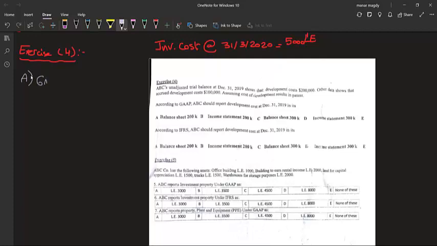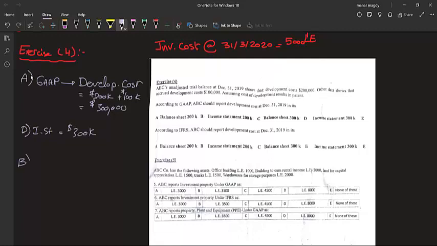Okay, under GAAP, that development cost would be equal to the summation of the 200,000 plus the 100,000, so the total would be equal to 300,000. And since there is no specific category for research and development, R&D, it will be expensed in the income statement, so the choice would be the income statement equal to 300,000.